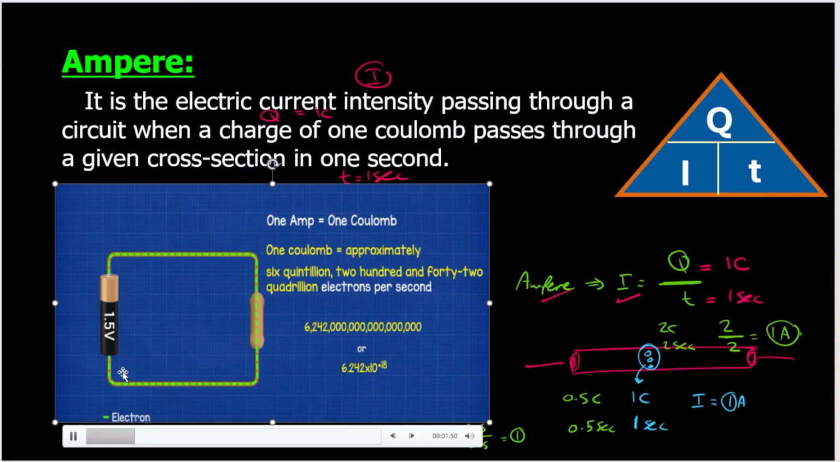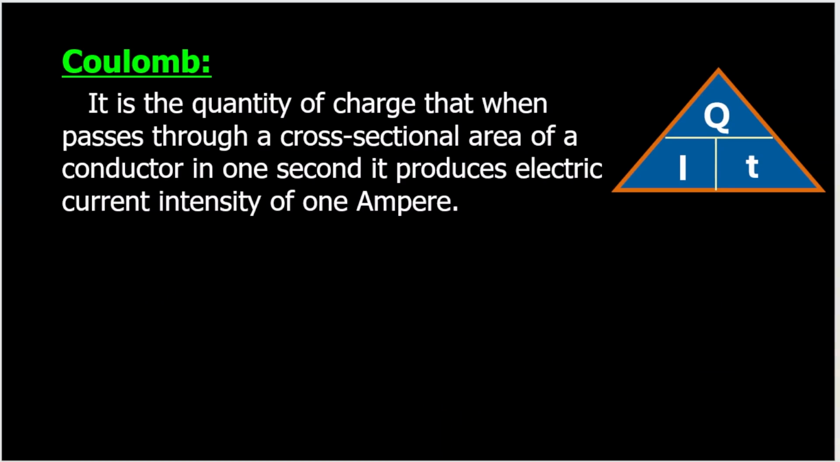So we have a battery, and this green dot represents electrons. Electrons flow from negative to positive. 1 coulomb is approximately equal to this huge number of electrons that pass per 1 second. And by the way, we can calculate this. We will calculate it right now. What's meant by coulomb? Coulomb is the measuring unit of quantity of charge. And according to this relation, quantity of charge is equal to I times T.